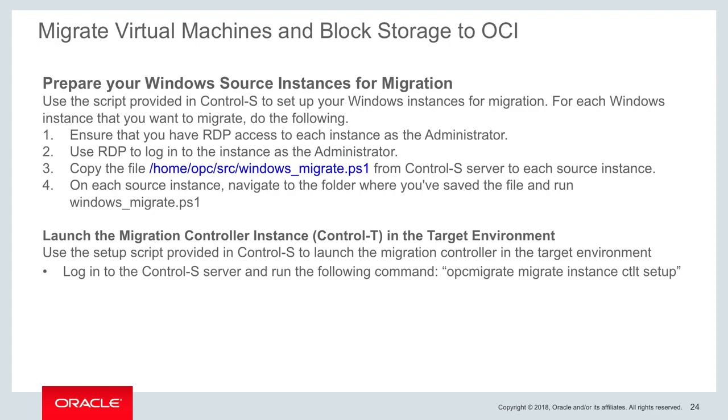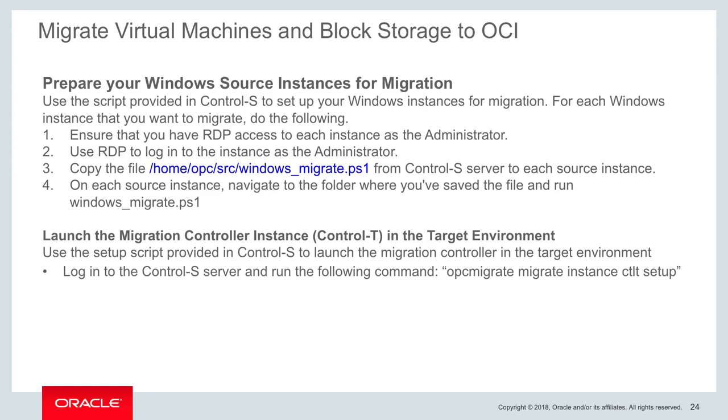Let's now look at preparing your Windows source instances for migration. Use the script provided in the Control S server to set up your Windows instances for migration. For each Windows instance that you want to migrate, do the following. Ensure that you have RDP access to each instance as the administrator. Use RDP to log into the instance as the administrator.